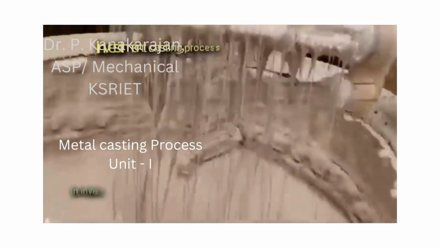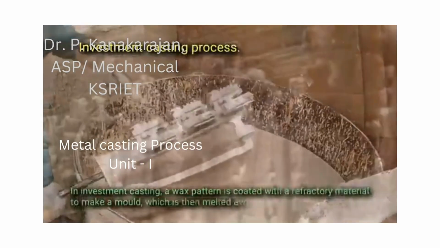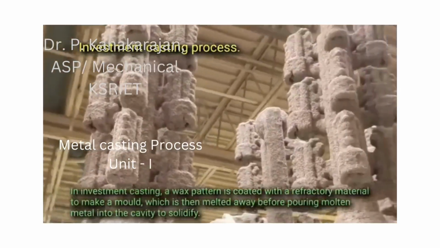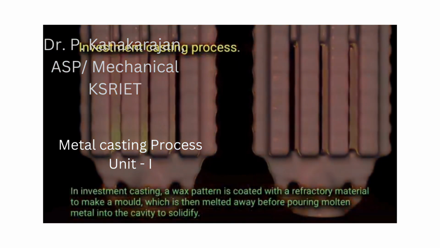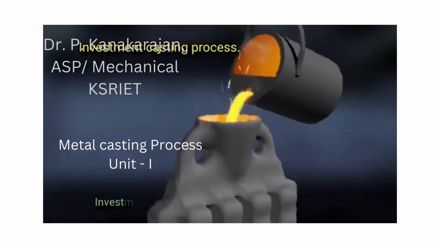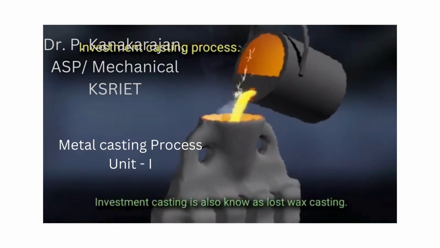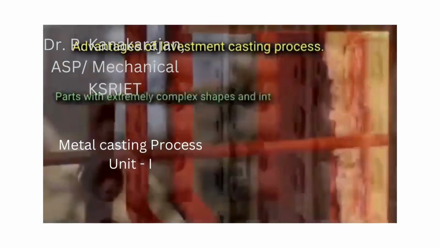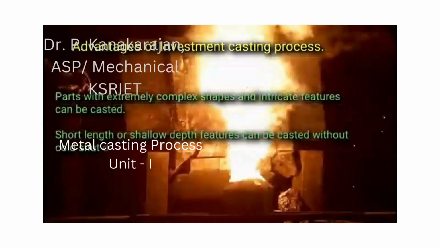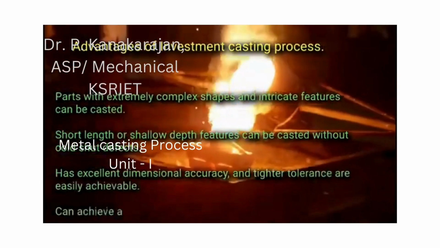Investment casting process. In investment casting, a wax pattern is coated with a refractory material to make a mold, which is then melted away before pouring molten metal into the cavity to solidify. Investment casting is also known as lost wax casting. Advantages of investment casting. Parts with extremely complex shapes and intricate features can be cast as a single piece.